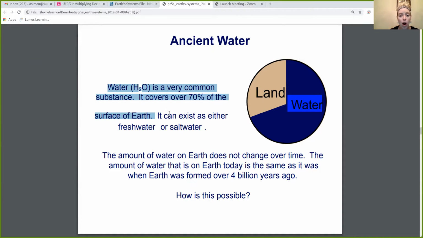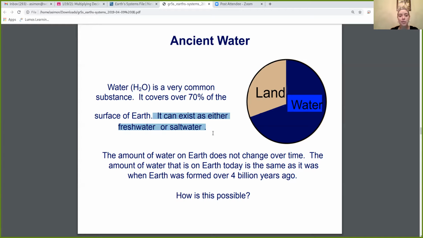And that actual water can come in the form of fresh water or salt water. Okay, so if we think of fresh water, we have fresh water in lakes and streams and rivers. Salt water, obviously, is all in our oceans. So water covers 70% of our planet and it can be either fresh water or salt water.